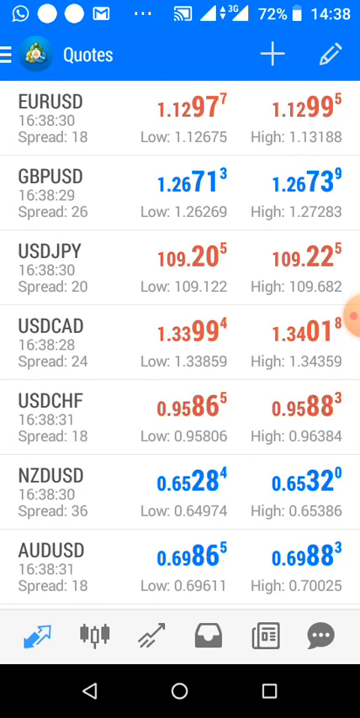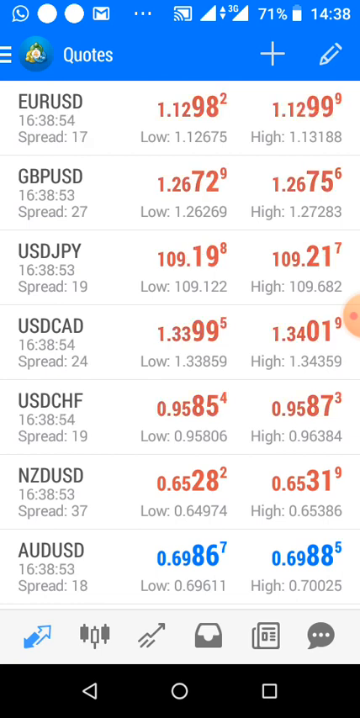So you can use the same interpretation for every other currency pair. It's just the same. That's how simple that is. Okay, so this, like I said earlier, is the quote window.